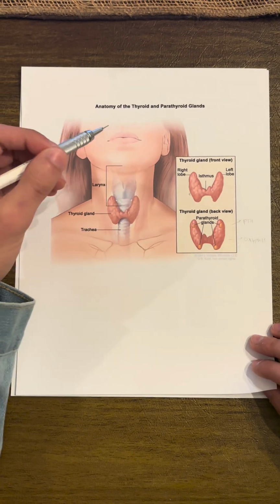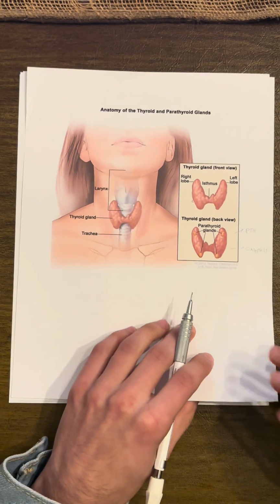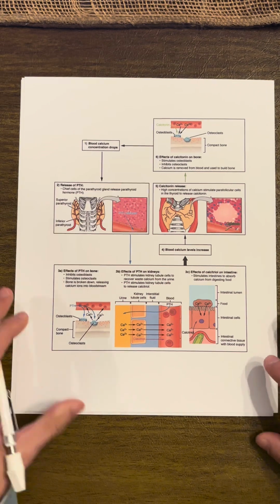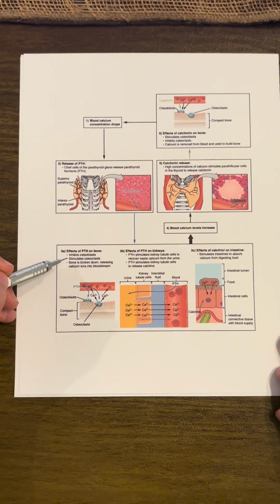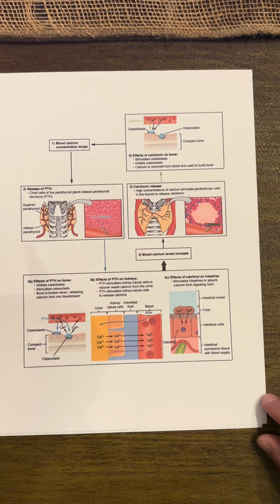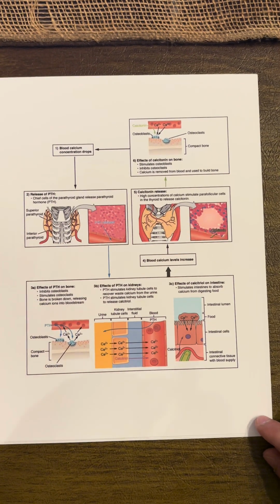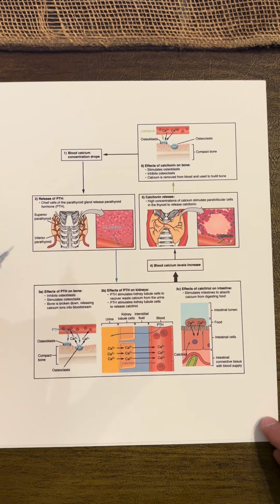And parathyroid hormone is going to increase the amount of calcium in the bloodstream. So how does it do that? PTH is basically going to inhibit osteoblasts. It's going to decrease the amount of calcium deposition into the bone, triggering the release of RANKL, which stimulates osteoclasts to break down the bone, increasing calcium in the bloodstream.